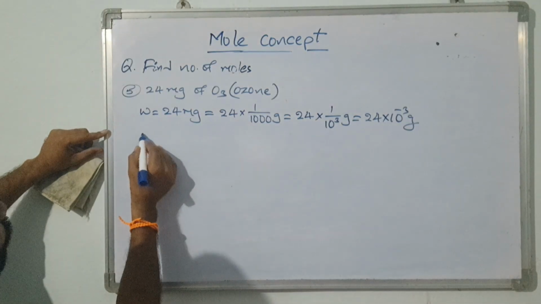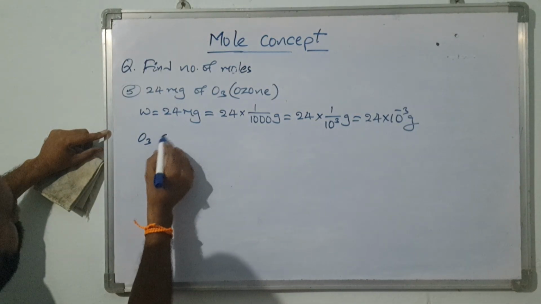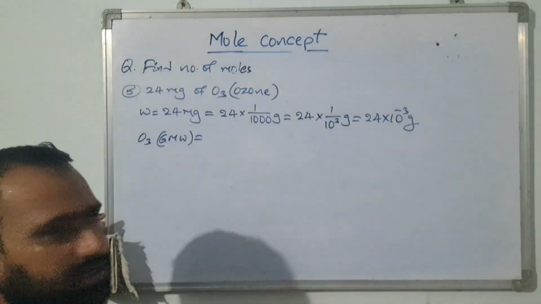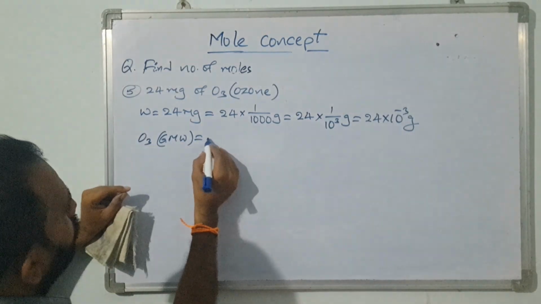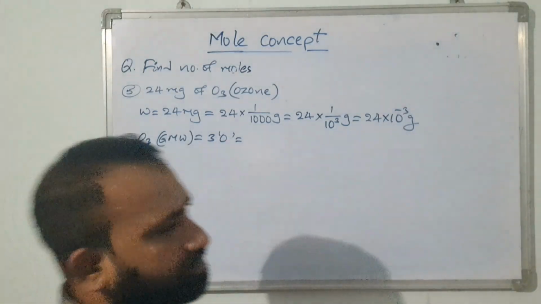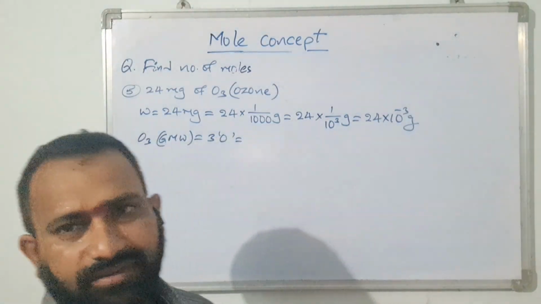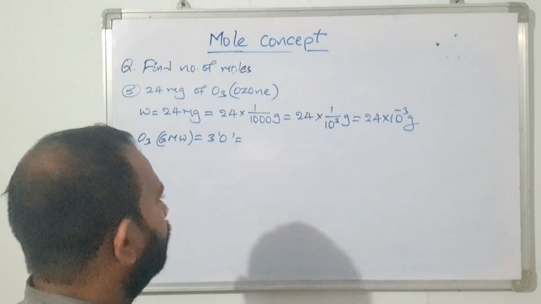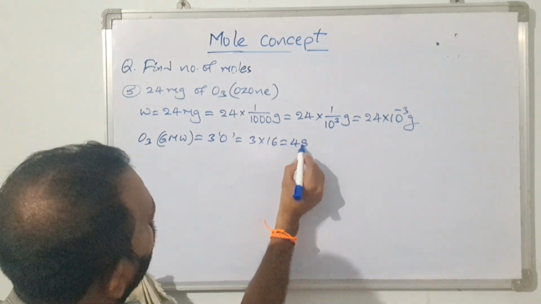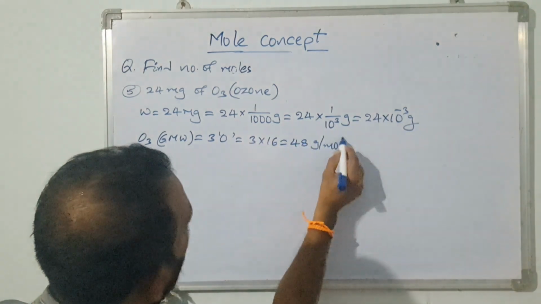Ozone's gram molecular weight is also called molar mass. Ozone contains 3 oxygen atoms. One oxygen atom weight is 16 grams. Here 3 oxygen atoms are given, so 3 into 16 equals 48 gram per mole.